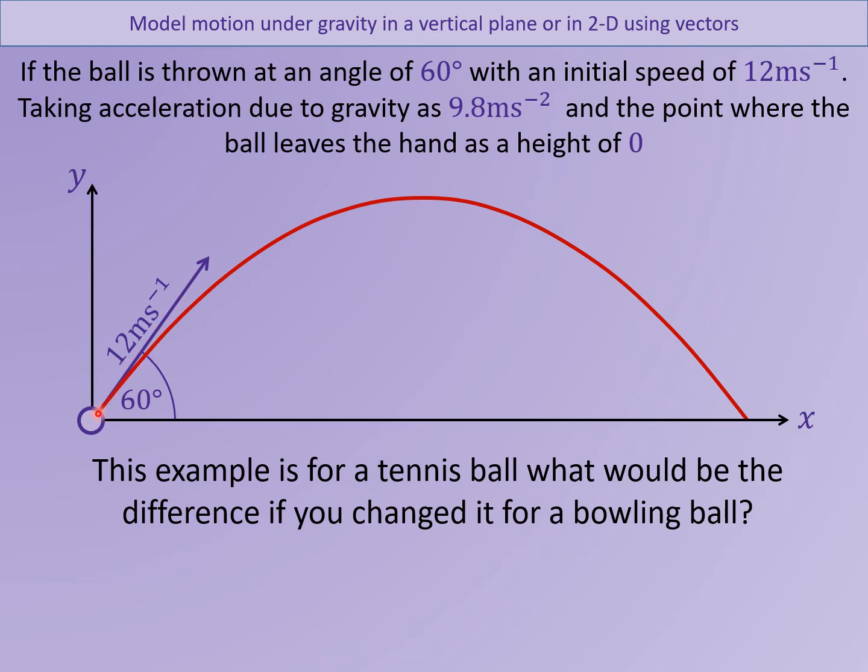Now imagine you're trying to throw a tennis ball. It's very easy to throw a tennis ball at, let's say, a speed of 12 meters per second. But to do it with a bowling ball, you're going to have to use a lot more effort. It's going to have a lot more inertia. So what's going to happen is the bowling ball and the tennis ball will form exactly the same parabola.